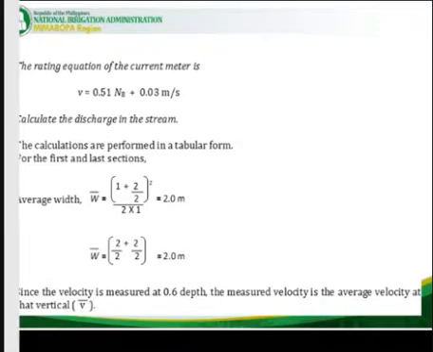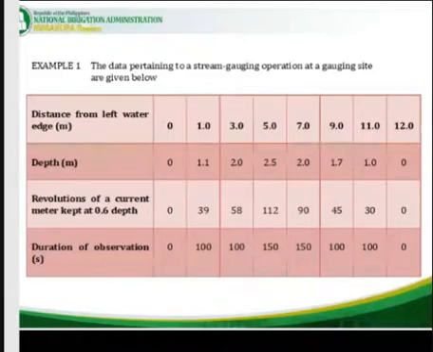The velocity is 0.51 n plus 0.03, no? Velocity is equal to 0.51 n plus 0.03, where n is equal to revolution over time. Okay, so if you try to get the first one, how many revolutions? You have 39, no? V is equal to 0.51 times n, revolution over time, 39 over 100, plus 0.03.